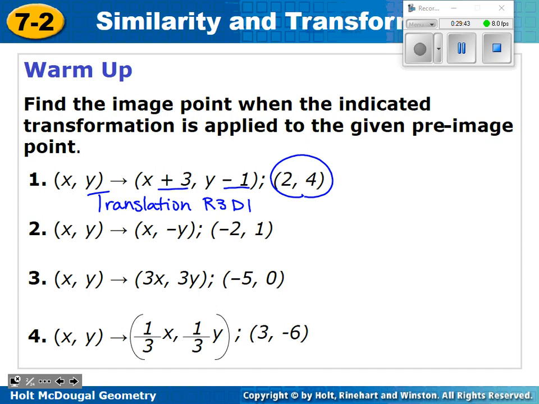5, 3. Okay, so I'm not going to worry about the point itself. I know you can do that, but I want to make sure we understand these rules again. What was it when X and Y did not switch, but Y changed sign? Reflection over what axis? X. Good. This is what I'm teaching right now in my other classes. What about number 3? What is it?